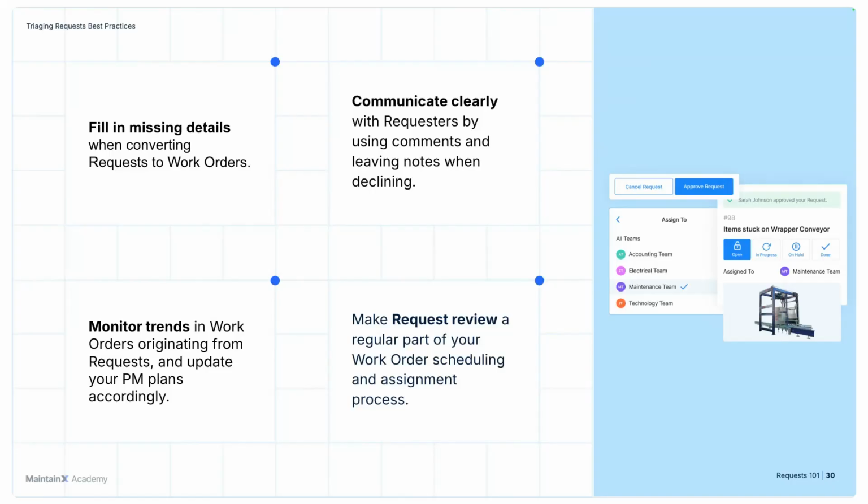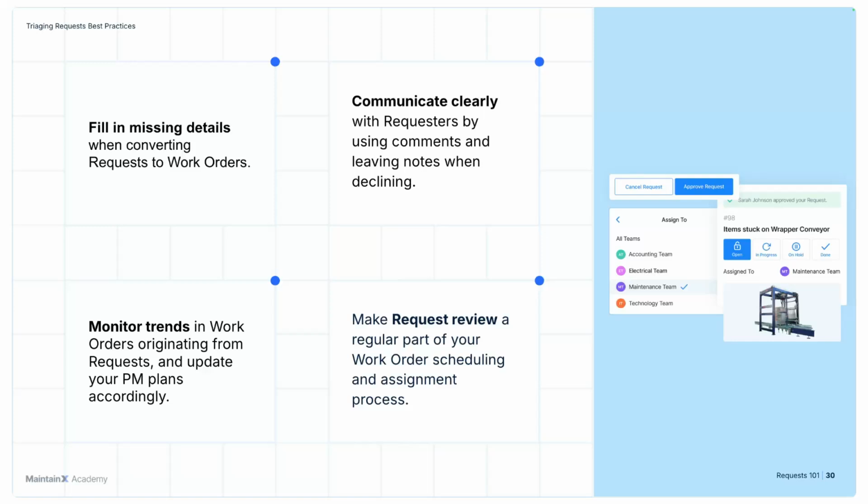4th point here, make request review a regular part of your work order scheduling and assignment process. So always make sure we're going to that request tab, scheduling them as we need to on whatever frequency is best for you.